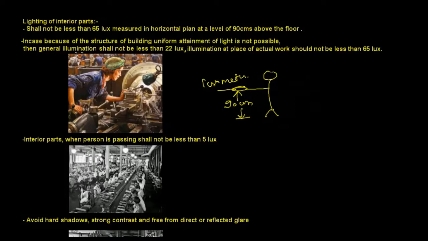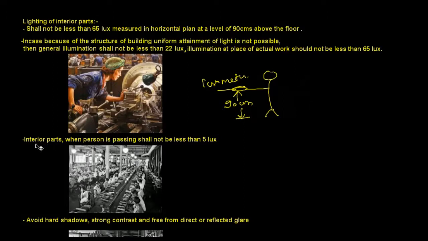But there are certain situations where it could be less than 65 lux, such as when, because of the structure of the building, uniform attainment of light is not possible. Then general illumination shall not be less than 22 lux. Illumination at the place of actual work should not be less than 65 lux. If we consider this image where work is being carried out, at this place the illumination should not be less than 65 lux. For the rest of the places, where because of the structure uniform attainment of light is not possible, it should not be less than 22 lux.